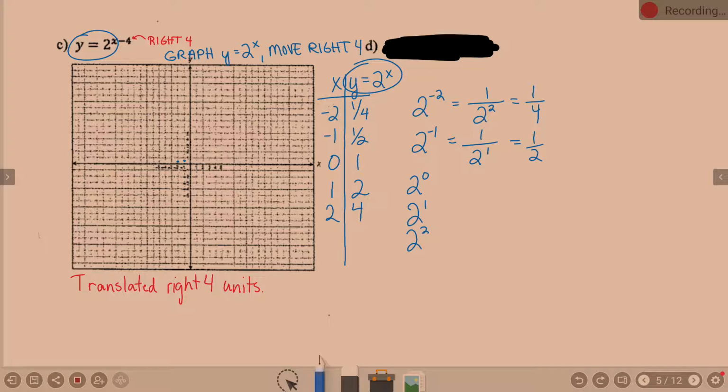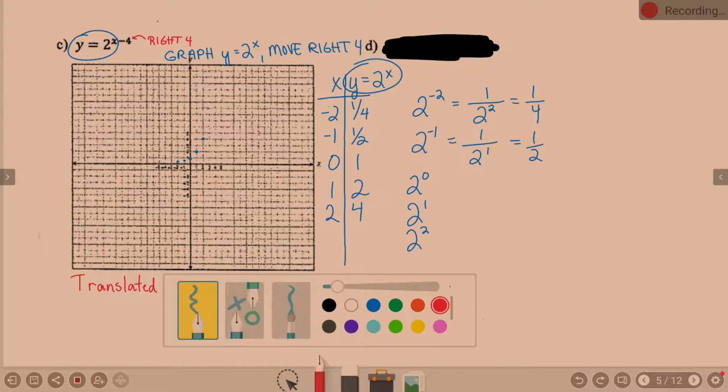The 0, 1. Left to right 0, up 1. 1, 2. Right 1, up 2. 2, 4. Right 2, up 4. Don't stop there. What do I do with those dots? Move them all to the right 4.